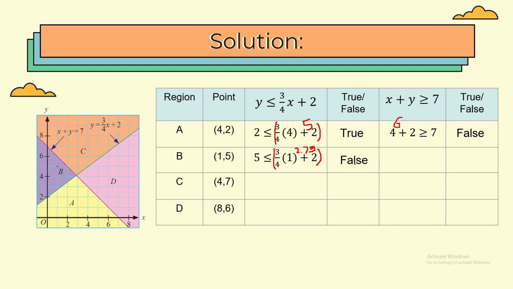And then I substitute into the second linear inequality. 1 plus 5 higher than or equal to 7. 1 plus 5 is 6. 6 is not higher than 7, so this is also false.